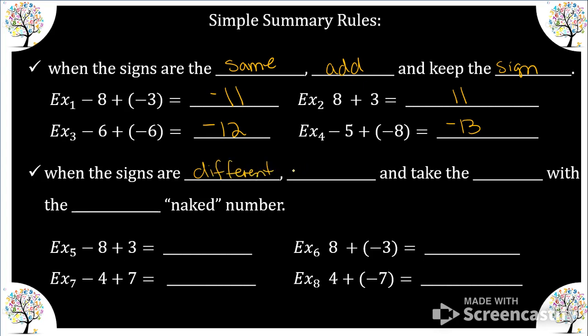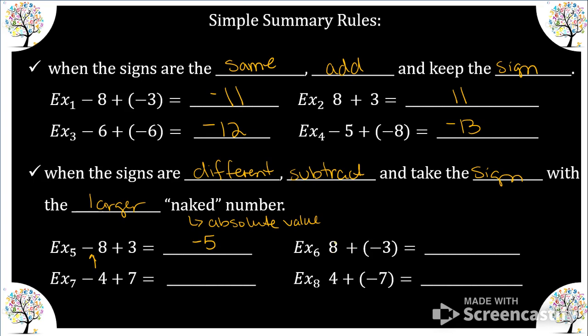When the signs are different, we are going to subtract and take the sign of the larger naked number, also referred to as the absolute value. You've taken away any sign. So example 5, we have negative 8 plus 3. These are different. We subtract. We have more negatives, so our answer is negative 5.